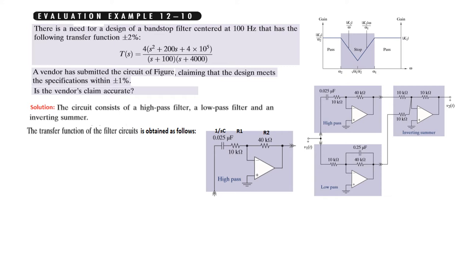The circuit consists of a high pass, a low pass, and an inverting circuit. This is the high pass filter, this is the low pass filter, and this is the inverting circuit. Let's now find the transfer function of the first circuit, that is the high pass filter. For our convenience, we are naming the various resistances. So this is R1, this is R2. And as you know, the capacitor in the S domain can be written as 1 over SC.